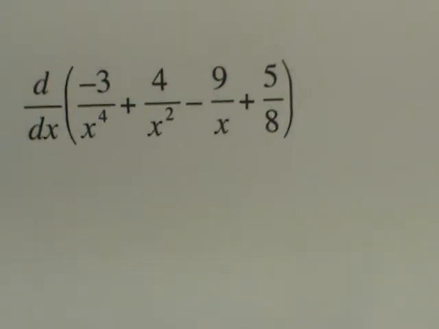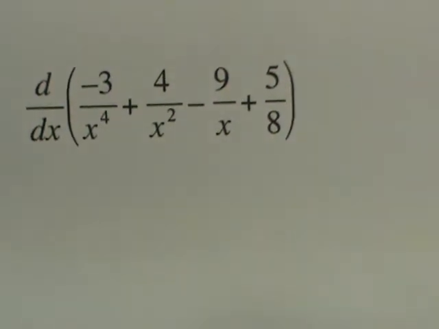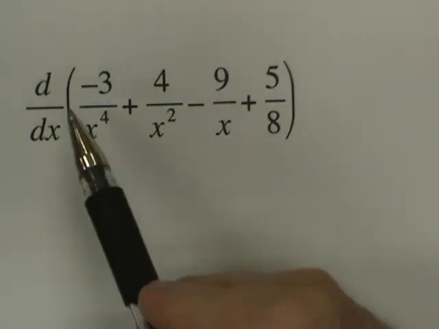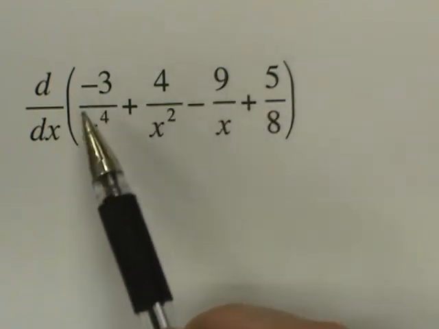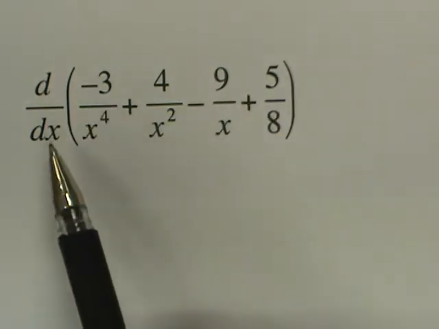Our third example for taking derivatives. Notice in this example we have a couple different things going on. I'm showing a different notation here. This notation is saying to take the derivative of this expression with respect to x.